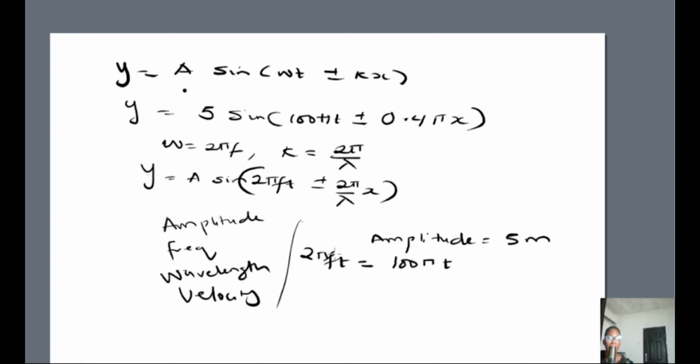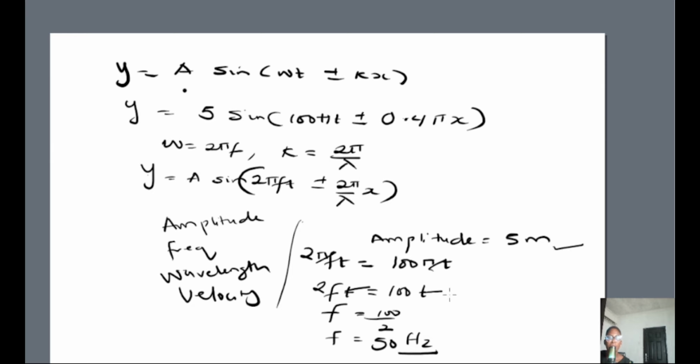So this pi will cancel the other pi here. What are we having left? We're having 2 ft is equal to 100 t. T can cancel t, right? So we have 2f. So our f is now going to be 100 divided by 2. So our f is equal to 50 Hertz.